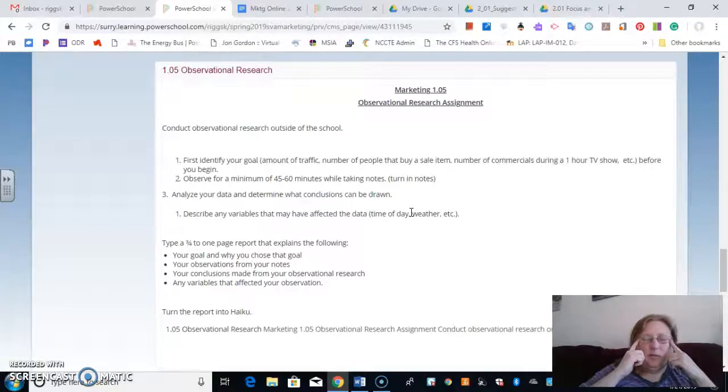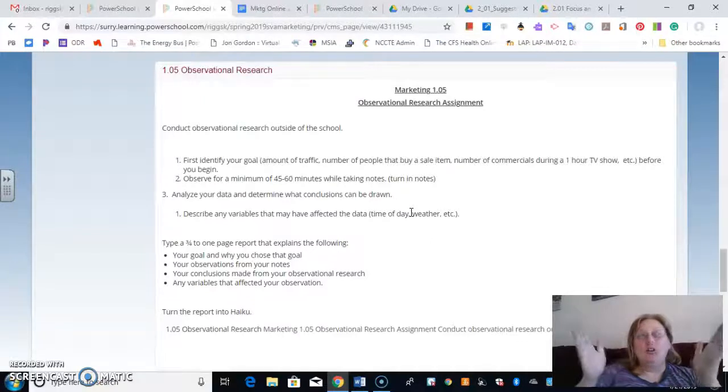Please don't overthink this, people. Please don't make this a big deal. 3/4 of a page, and you're going to tell me about what you chose to observe and what your goal was. Now, this is where it's up to you. If you want to just watch a TV show, that's fine. If you want to, pull something out like some of my other students have.